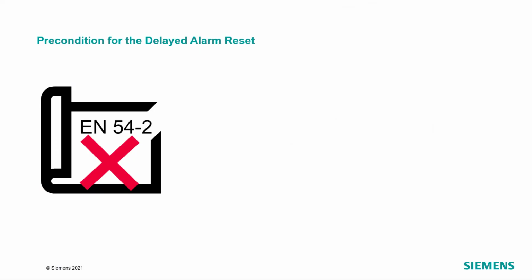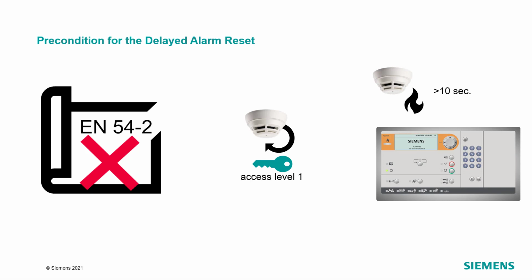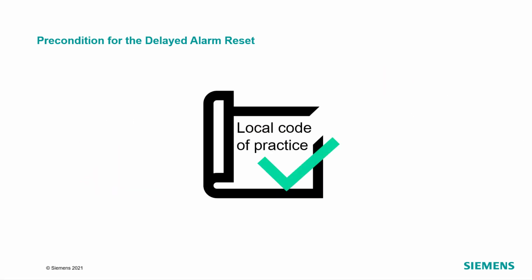Please note that the delayed alarm reset function does not fulfill the EN54-2 standard as regards the following aspects. The detector could be reset at access level 1, and a fire signal from a detector could delay the indication of the fire alarm condition by more than 10 seconds. Make sure to check whether this is allowed in your local code of practice before using this function.